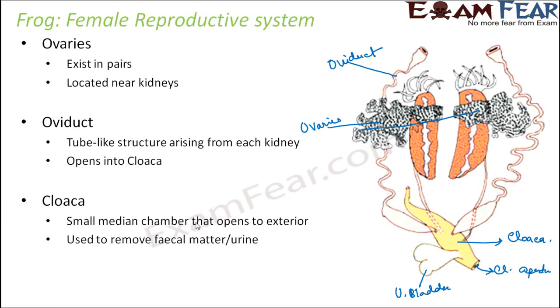Cloaca is the small median chamber that opens to exterior, used to remove fecal matter or urine. So the same thing here. Here also the eggs will be produced and thrown outside through the cloacal aperture. And then the sperm and egg will fertilize, and that fertilization will take place outside their body. It will happen externally.